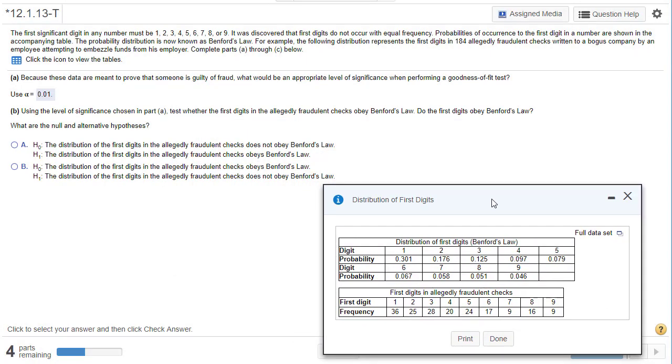Okay, using the level of significance chosen in Part A, test whether the first digits in the allegedly fraudulent checks obey Benford's law. Do the first digits obey Benford's law? What are the null and alternative hypotheses? So remember, the null is always the dull. They obey. The alternative is that they don't obey.